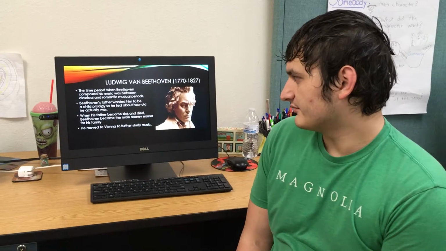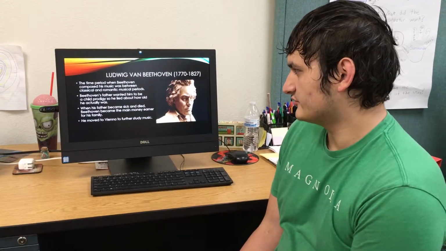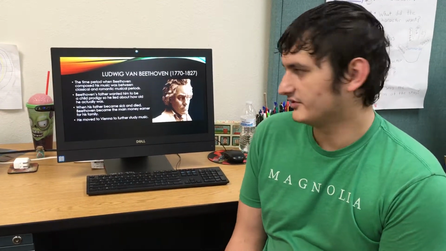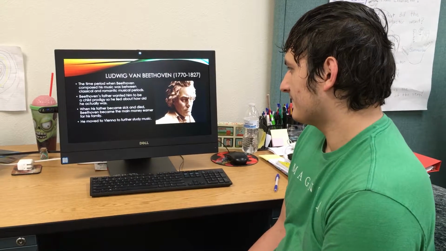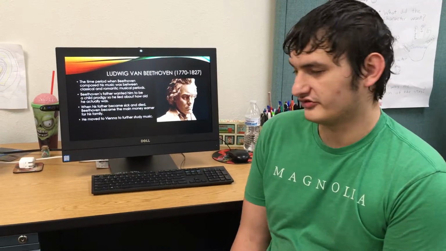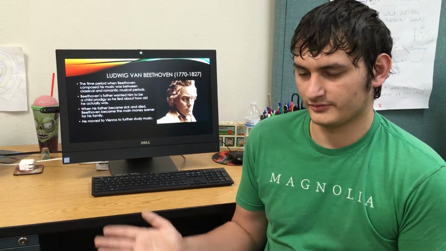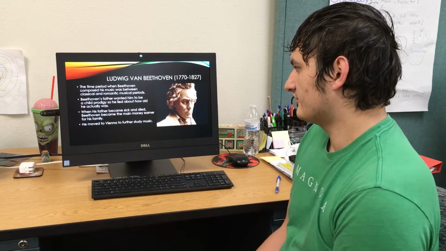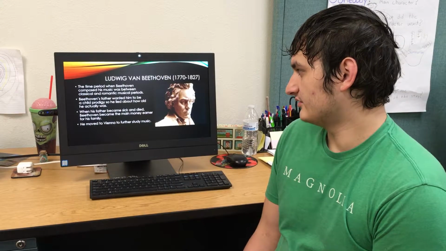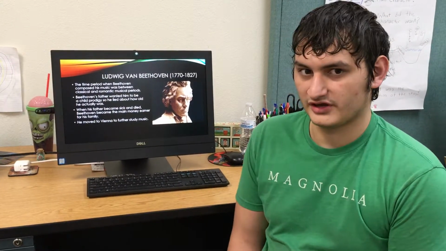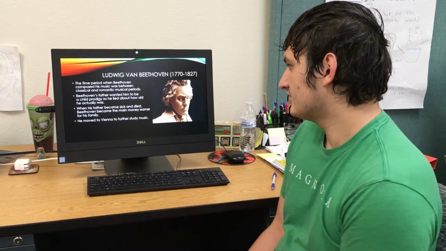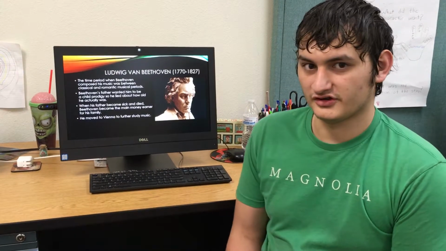The time period when Beethoven composed his music was between the classical and romantic periods. Beethoven's father wanted him to be a child prodigy, so he lied about his age to get him into the performing arts. His father became sick and died, however, and Beethoven became the main earner for his money after his father died. He moved to Vienna to study further music.